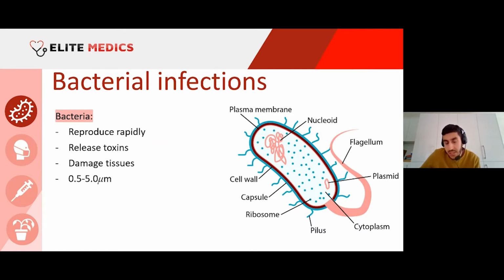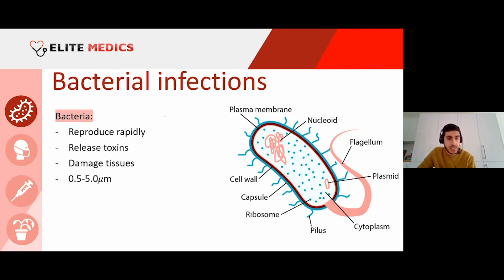They do have a big area of DNA called a nucleoid, and they have a flagellum, which is a tail that helps them to get to places more easily. Not necessarily swim, but it just helps them to be more mobile and move around.